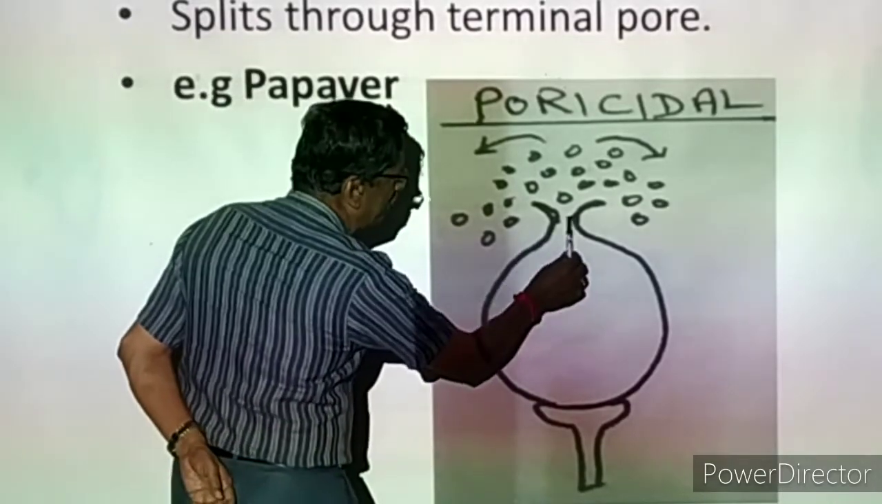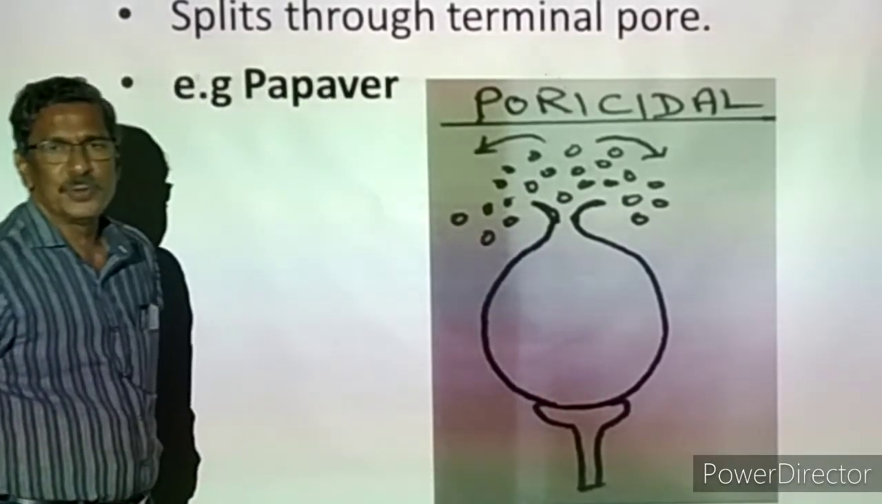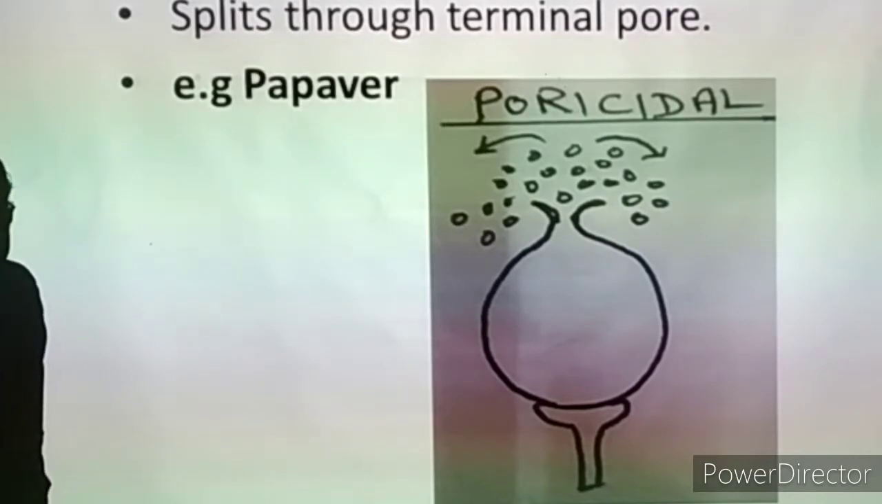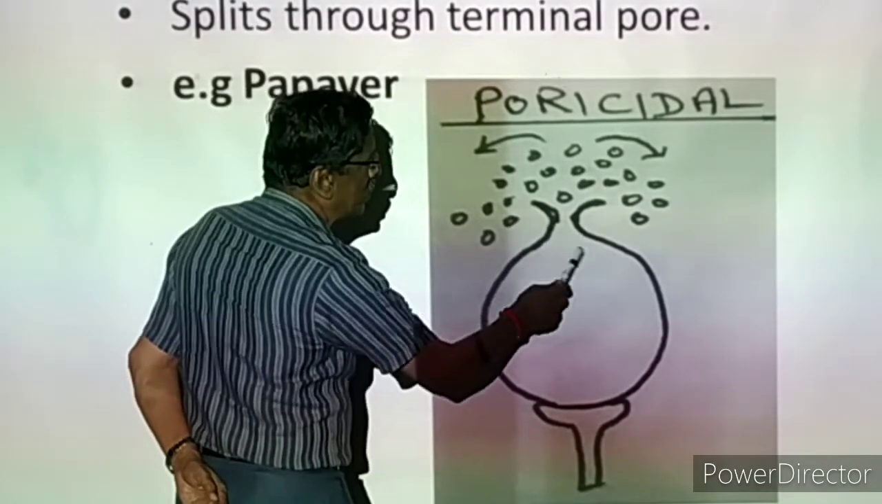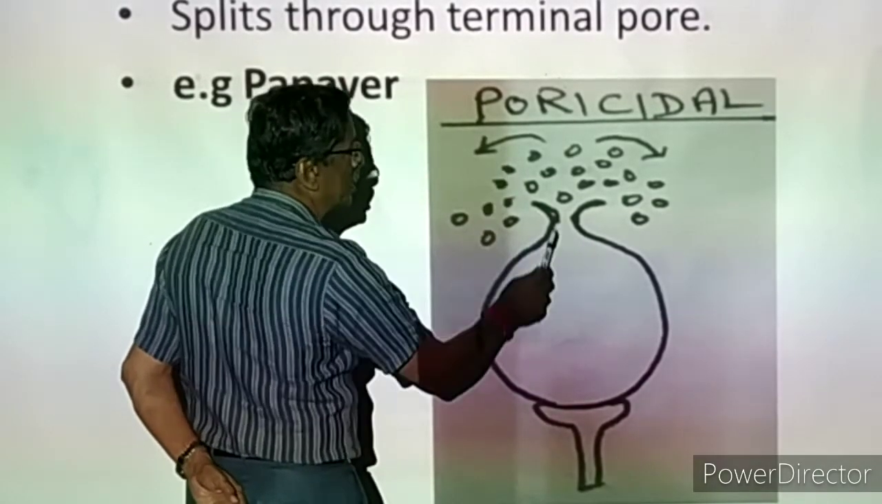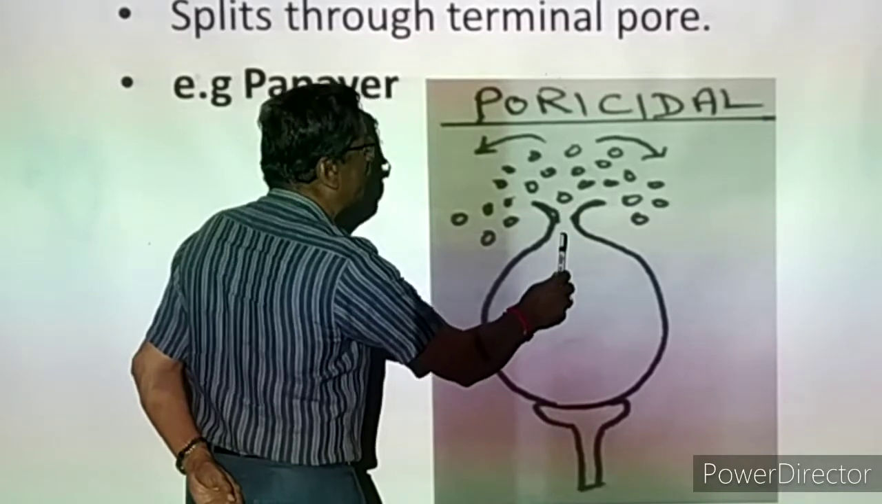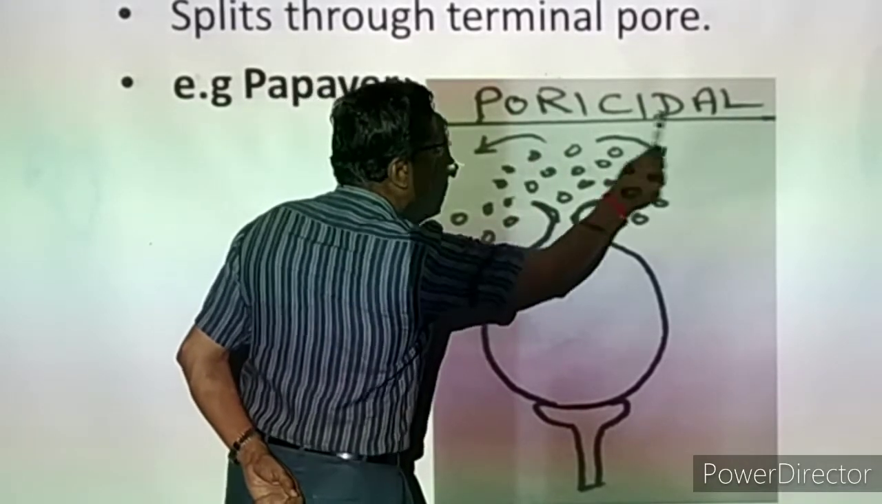A small opening will be formed. This opening may be a few millimeters to about 1 centimeter in diameter. Through this, a pore is formed, a small opening is formed. That is called a pore, poricidal.